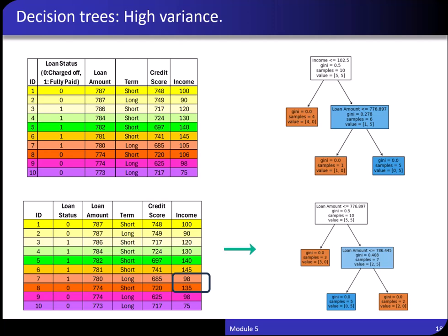The first split of the first tree was starting from income. Now the first split is based on the loan amount. And the second split here is loan amount again. So as you can see, even the ultimate case is different.